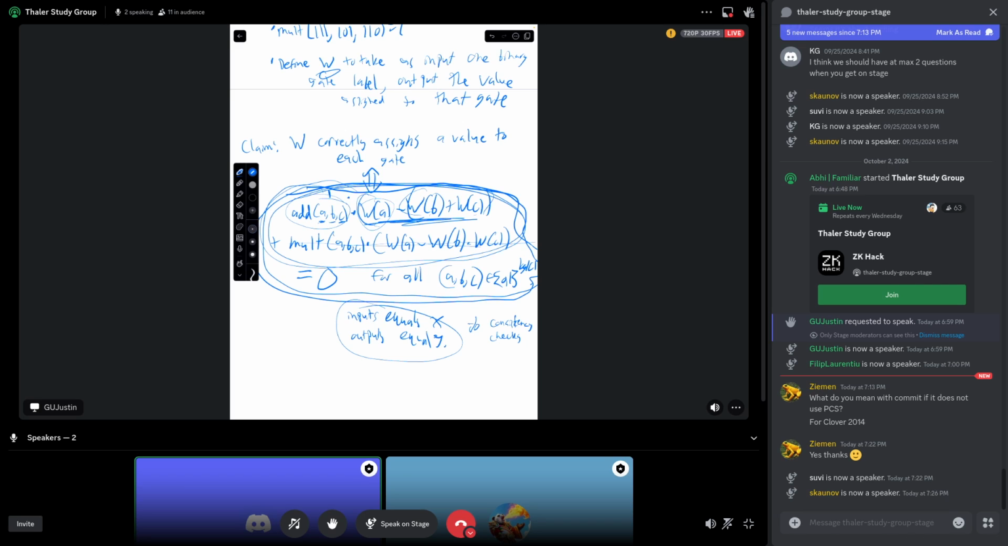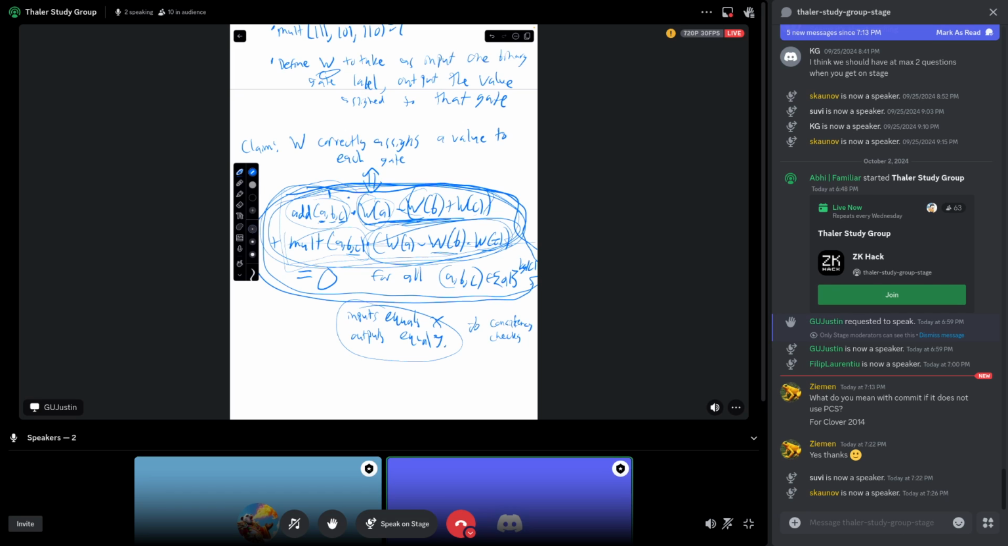And similarly, if A is a multiplication gate and its in-neighbors are B and C, mult will spit out 1, and this expression in parentheses here will be 0 if and only if gate A is assigned the value that is the product of the values assigned to gates B and C. And so there winds up being kind of one constraint per addition or multiplication gate in the circuit, enforcing that the value assigned to that gate is the correct value given the values of its in-neighbors.